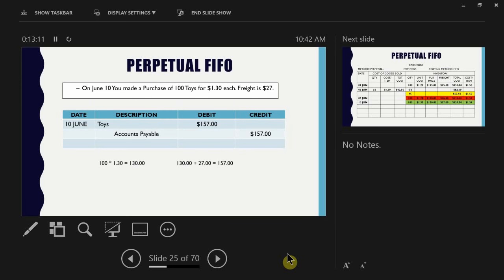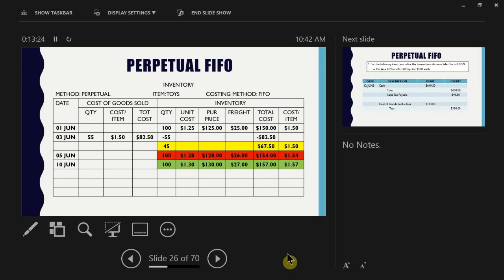All right? And I'm still going to use the idea. Okay? But then on June 10, I ended up purchasing an additional 100 toys for $1.30 with the freight costing $27. So in this case, I'm going to do the same thing, and I color code it to a third batch, green, for an additional 100 items, costing me a grand total of $157, which cost per item is going to be $1.57.